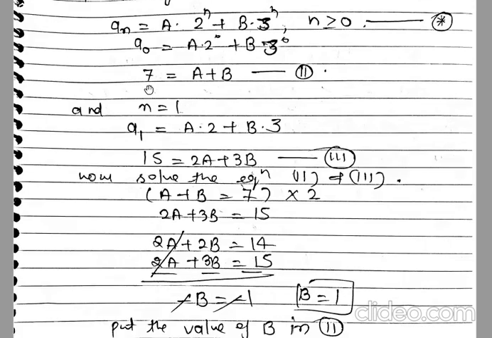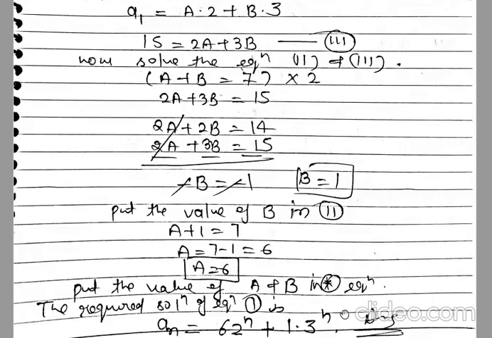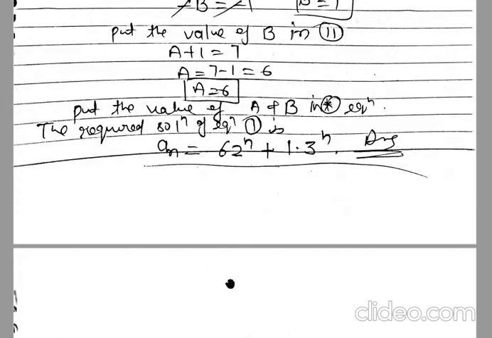And the second one is for tan is equal to 1, because a1 is given. Just solve these two equations, then you will get a is equal to 6 and b is equal to 1. Write these values in our final solution. Then your required solution is an is equal to 6 to the power n plus 1 into 3 to the power n.